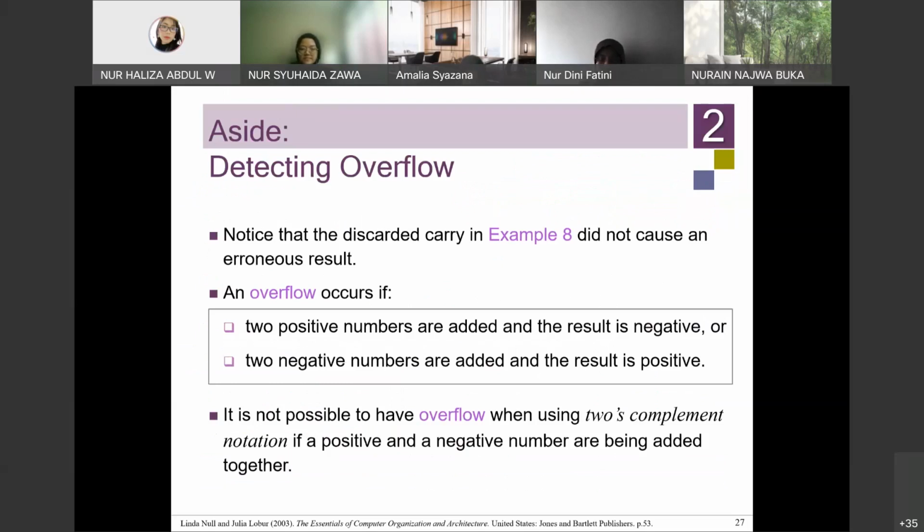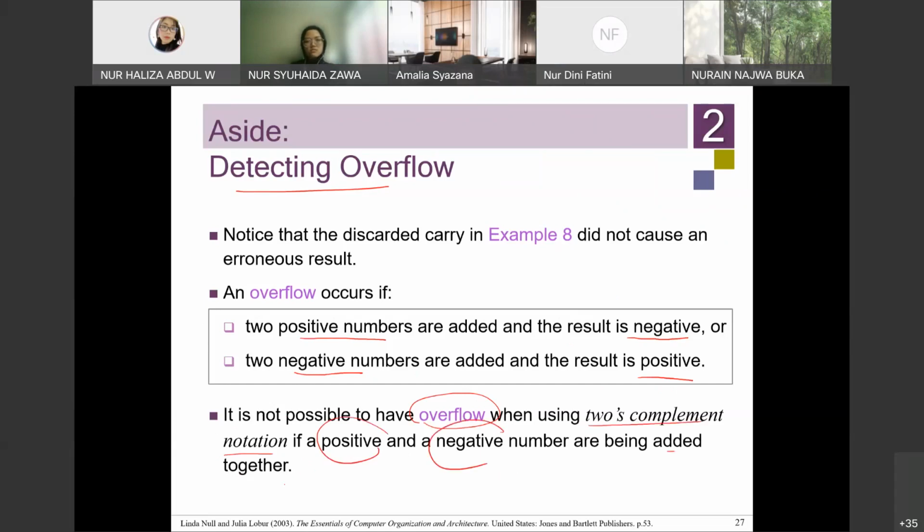That's why, when you have this, what is the objective? Detecting overflow. Overflow occurs when two positive numbers are added and the result is negative, or two negative numbers are added and the result is positive. So this is what you need to know. It is also not possible to have overflow when you use two's complement notation if a positive and a negative number are added together.